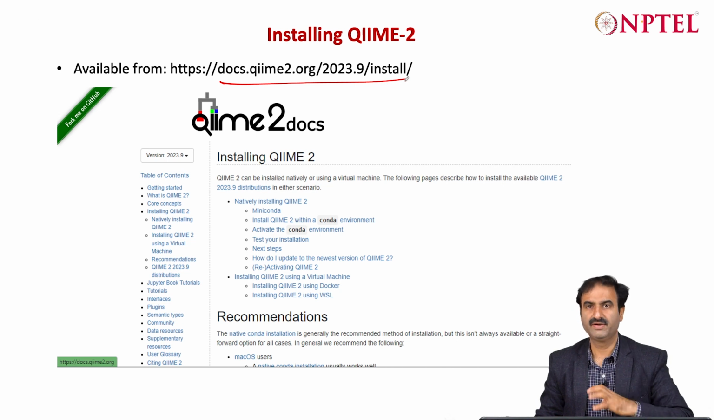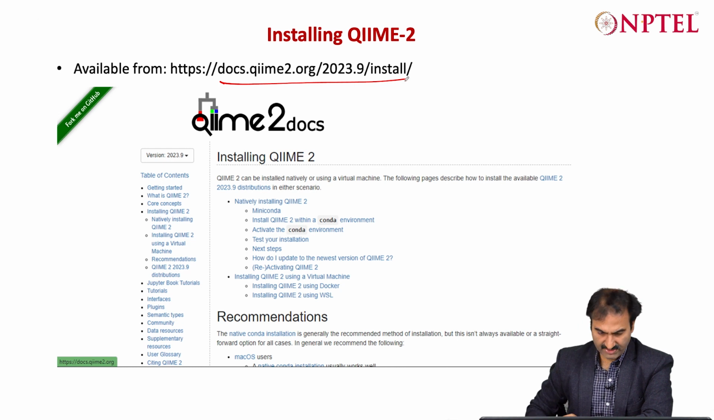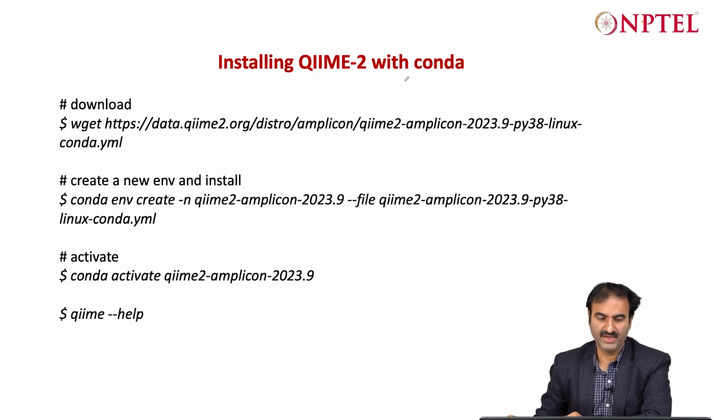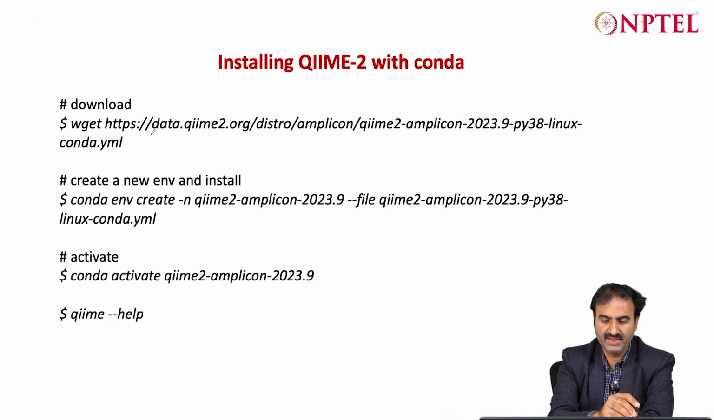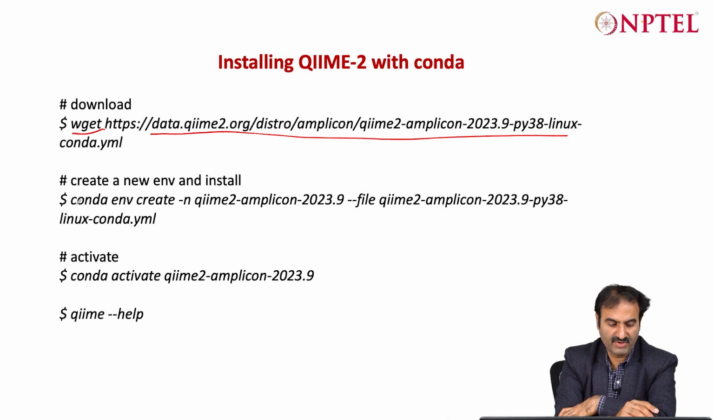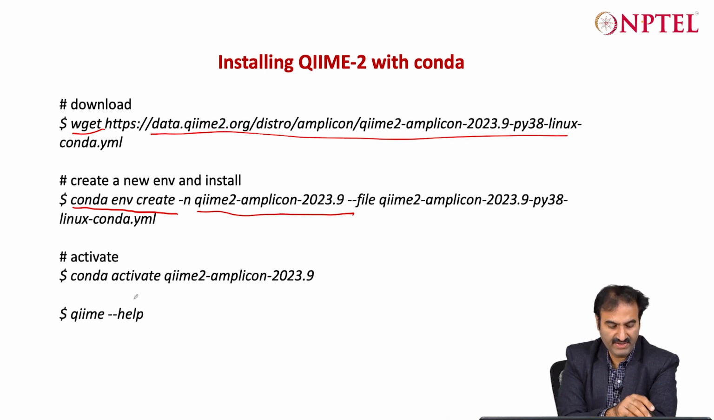So today I will tell you how to do a quick installation of QIIME. Basically all software have similar ways of installation, and these days Conda and Miniconda have emerged as very nice installers that provide a good environment and easy installation. So you will download the software in the Conda environment using the command wget, and then create the environment and install. This is the file you downloaded, and then activate it.